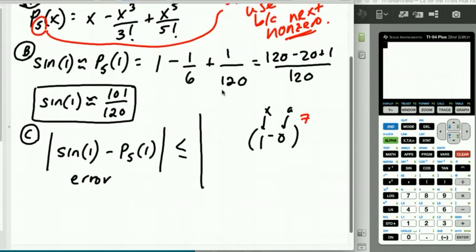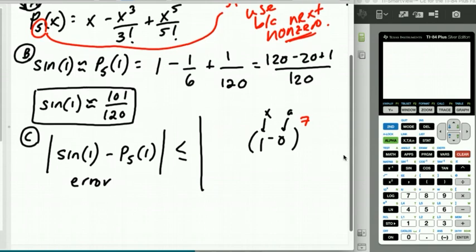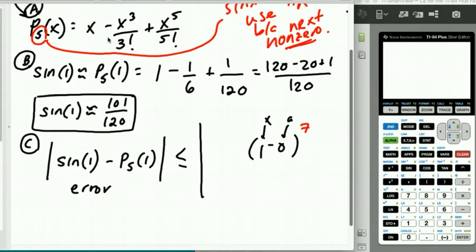Even though it's n plus 1, I'm going to have to recognize that this is actually the same approximation as the p sub 6 of x, because p sub 6 of x would actually be exactly the same thing because there is a 0x to the 6th term here. So I have to use 7. I have to use the next non-zero term over a 7 factorial. And then here's the hard part.